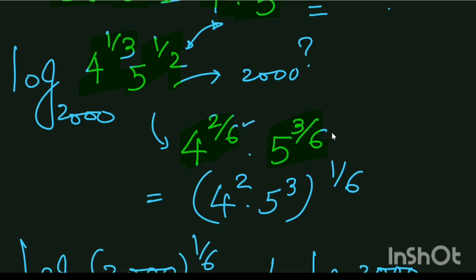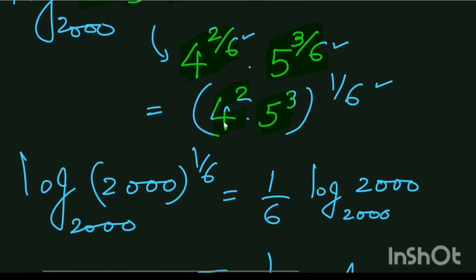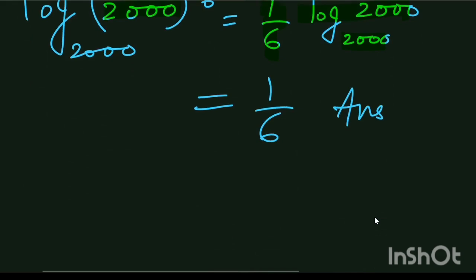The 6 in the denominator will be taken out, 1 by 6. So we would be left here with 4 square and 5 cube, which we know is 2000. So it is log 2000. Now using log m to the power n is n log m, the answer is 1 by 6, guys.